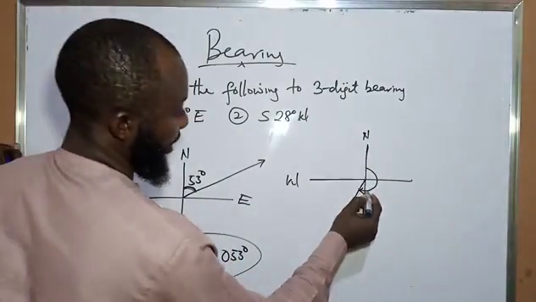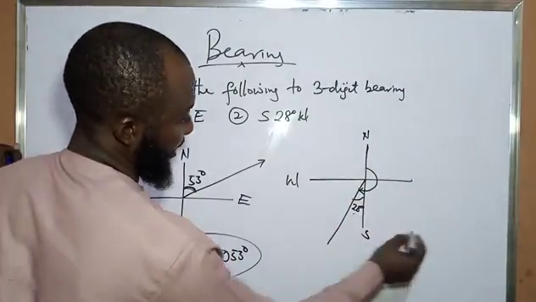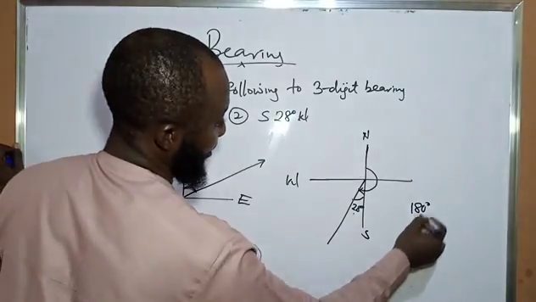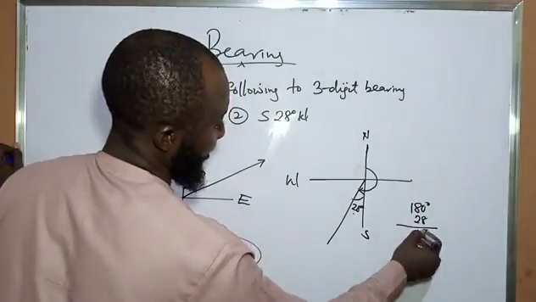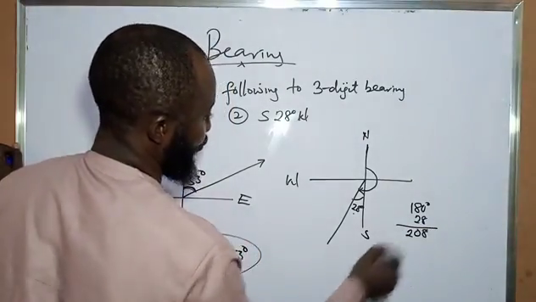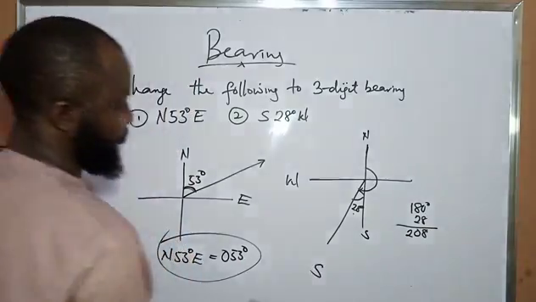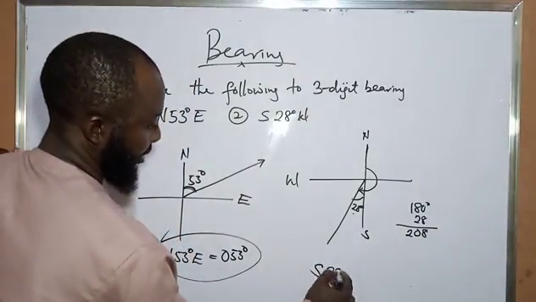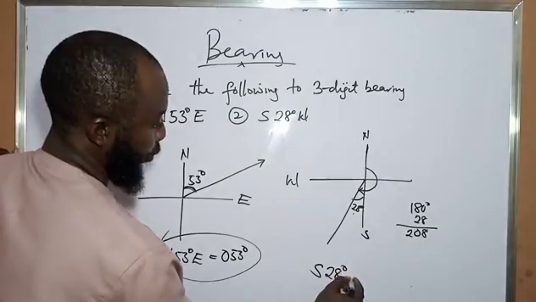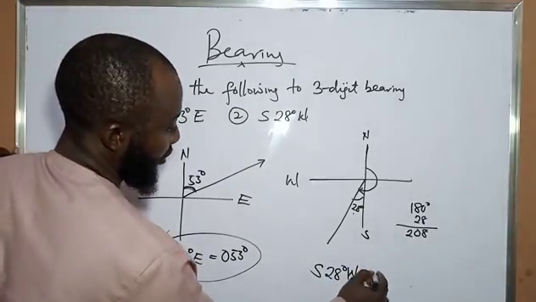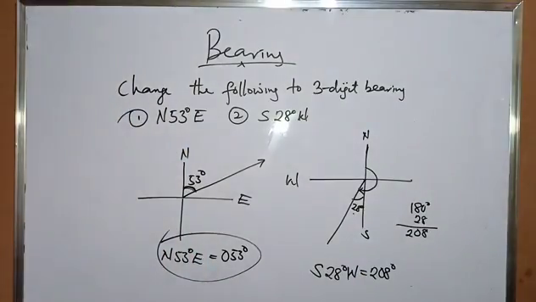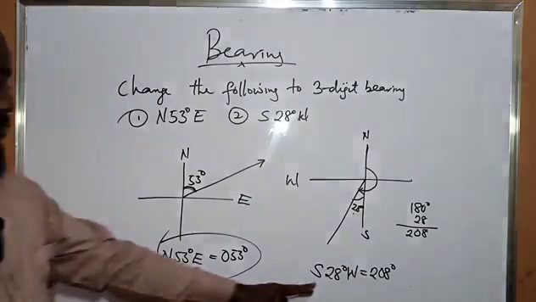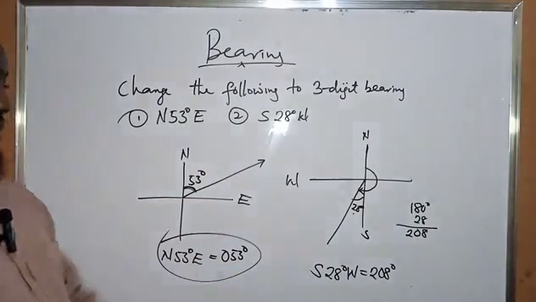So now from here to here is 180 and this is 28. That means 180 degrees plus 28 degrees. We have this together: this is 8, this is 10, and this is 2. So that means 208. Meaning that south 28 degrees west equals 208 degrees. So that's how we move from compass bearing to 3-digit bearing.